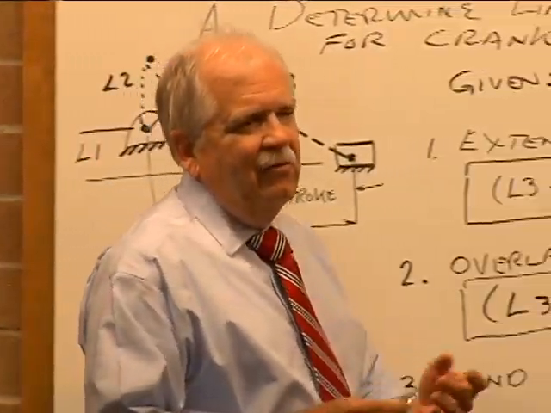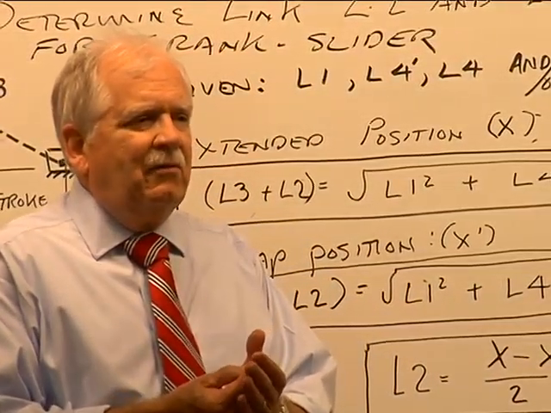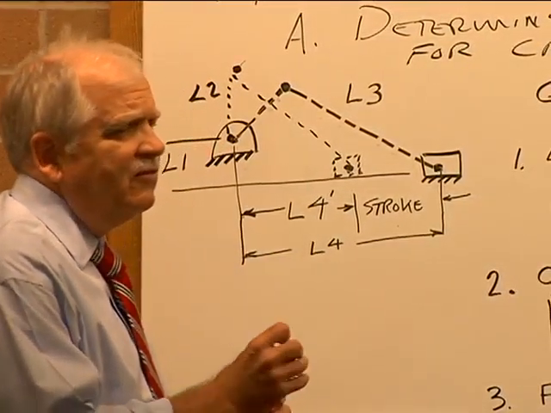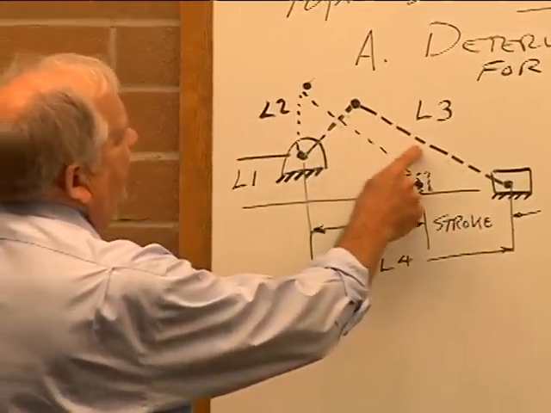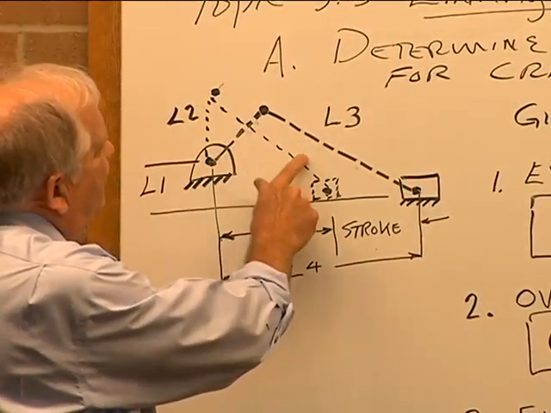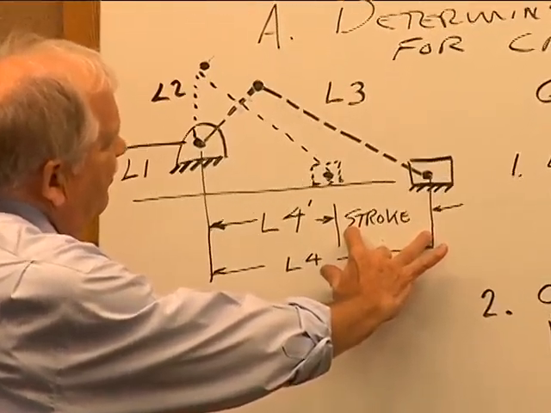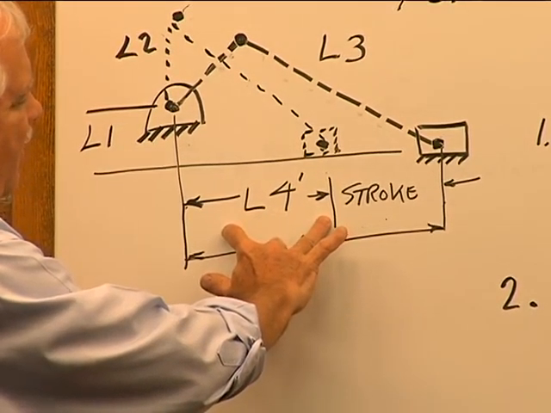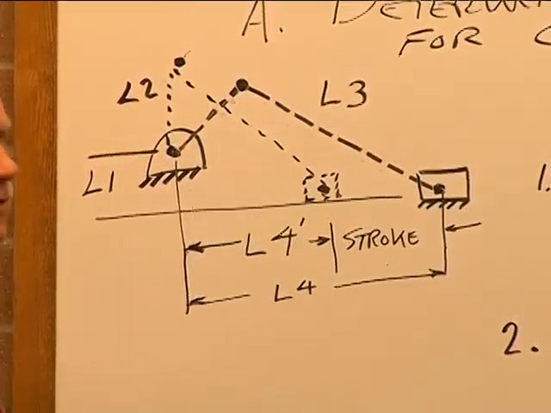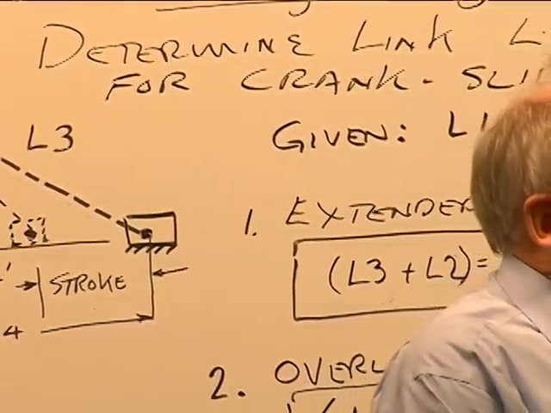Now again, basically we're using trigonometry and just trying to apply the basic principles of the Pythagorean theorem. Now this is how it works. We have these dotted lines that represent L2 and L3 in the two positions. The one is the extended position, and the other is the overlap position. So now once we have that, we can determine what the stroke is, and then we'll be given L4 and L4 prime, and we'll need to find L2 and L3.